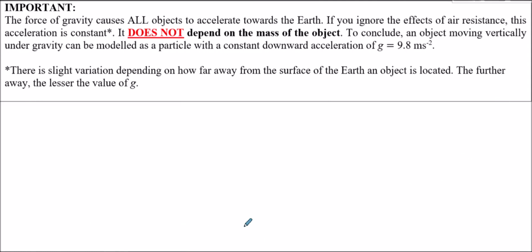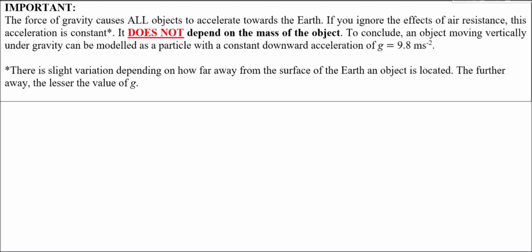So this is an important point here. The force of gravity causes all objects to accelerate towards the Earth. If, and this is a big if, you ignore the effects of air resistance, the acceleration is constant. It does not depend on the mass of the object. So to conclude, an object moving vertically under gravity can be modelled as a particle with a constant downward acceleration of g, where g is 9.8 meters per second squared. So this asterisk is just to let you know that there is a slight variation depending on how far away from the surface of the Earth an object is located. The further away, the lesser the value of g.